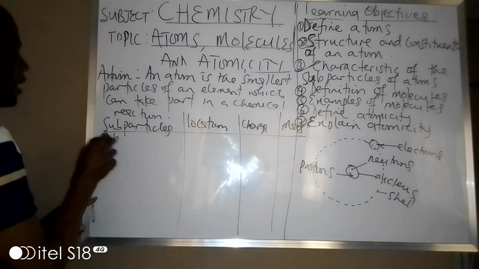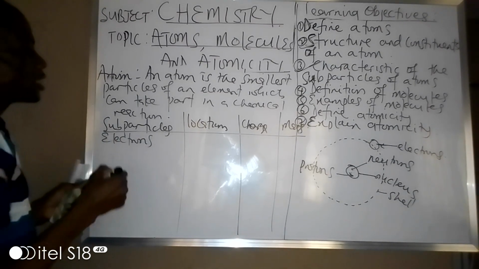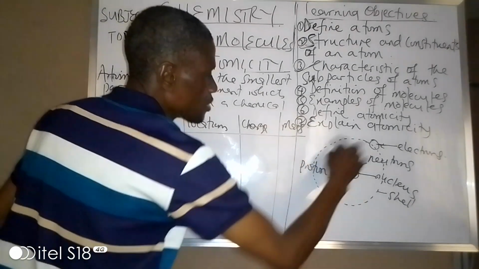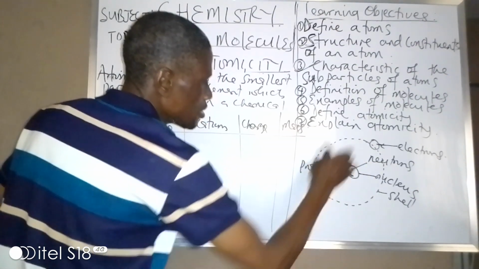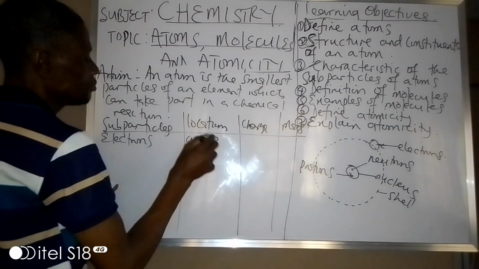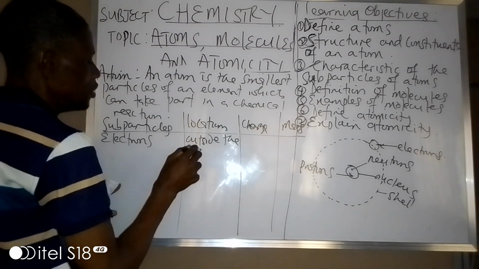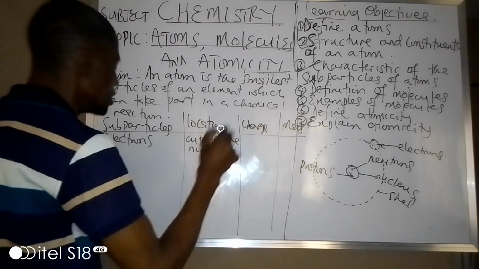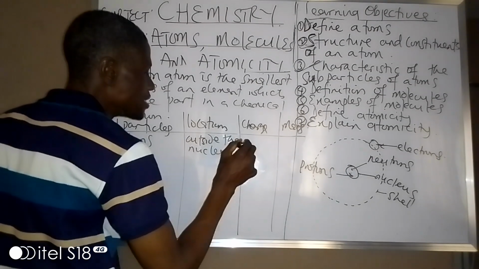Let's take the first one, which I call electrons. Electrons are located, you can see, outside the nucleus. This is the nucleus; electrons are outside the nucleus. So you can put it there, outside the nucleus. The charge of the electron is negative.